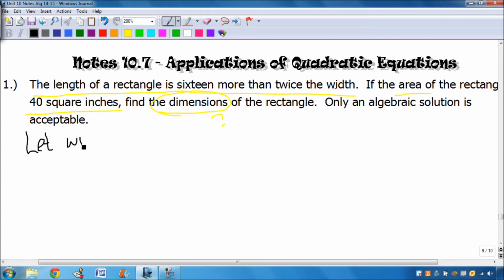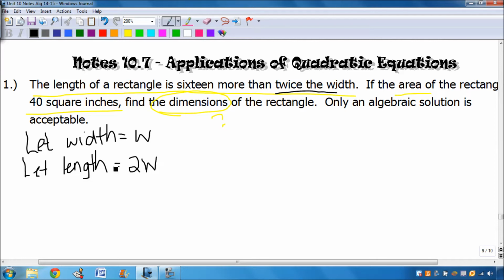So we're going to say let the width equal W, which means that the length is what it says about the length. So the length of a rectangle is 16 more than twice the width. So to write twice the width, I would say 2W, but it's 16 more than that, so I'm going to say 2W plus 16, all right? So that is my two let statements.